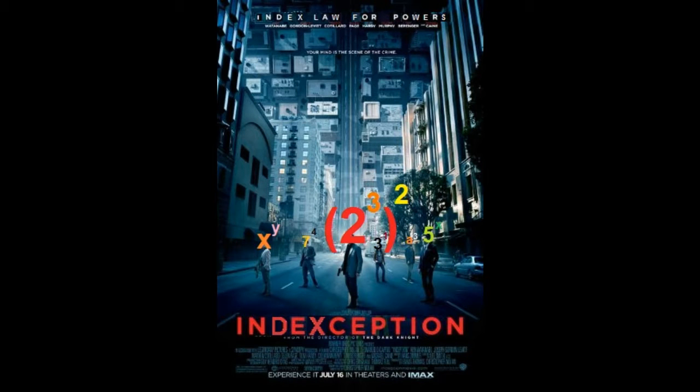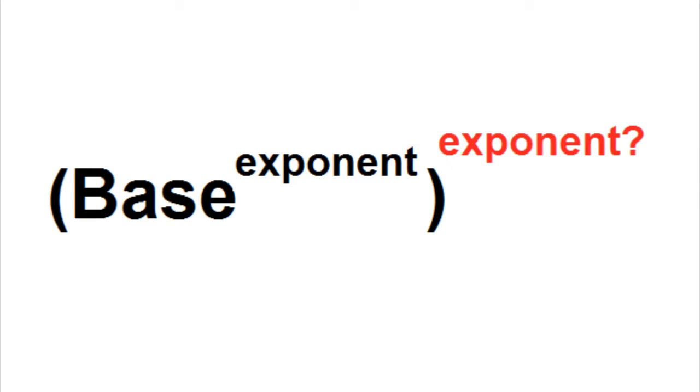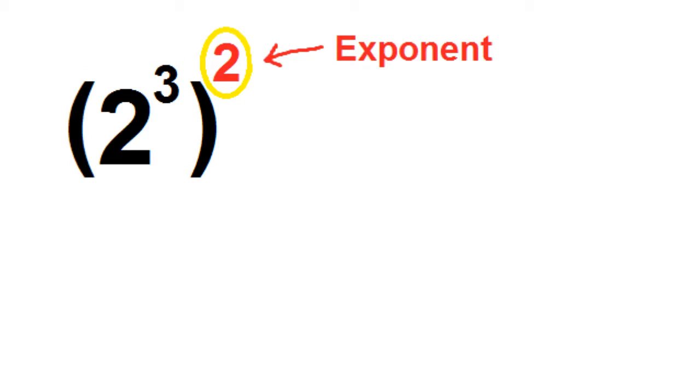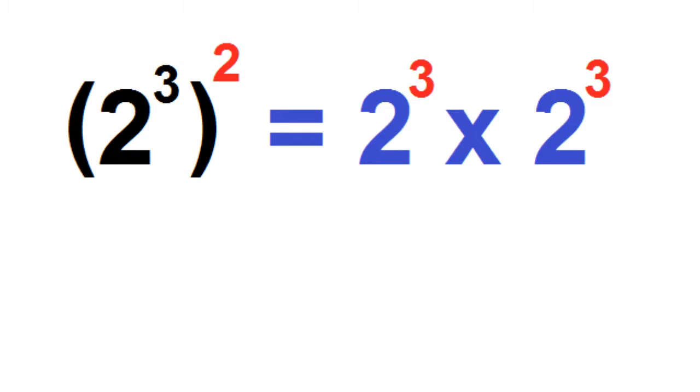What does this mean exactly? This is some indexception going on here. Normally we have a base and an exponent, but now we have 2 exponents. Let's try breaking it down a little bit and seeing if we can tackle it from there. If this 2 is our exponent or power, then this 2 cubed is our base. So this means we're going to have 2 cubes multiplied together, right? Okay, so far so good.